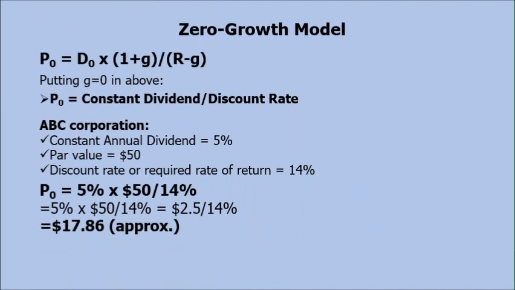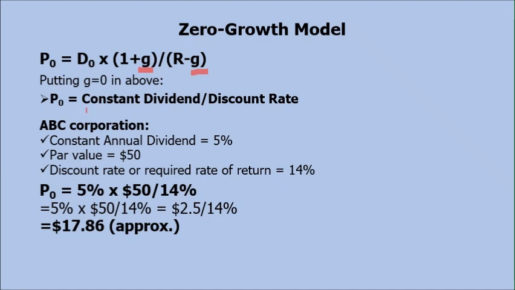Now let's go to the zero growth model. Let us presume that the dividends do not grow at all. They remain constant. For example, let's say ABC Corporation pays 5% dividend on its preference shares of par value $50 every year. The owner of the preference share receives a fixed dividend for an infinite period. Since the dividends of preference shares are a perpetuity, the intrinsic value formula for such a scenario is derived from the constant growth formula. That is P0 is equal to D0 into 1 plus G divided by R minus G. If you substitute 0 instead of G, you will get D0 divided by R.